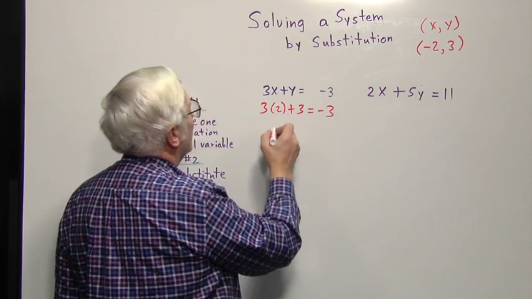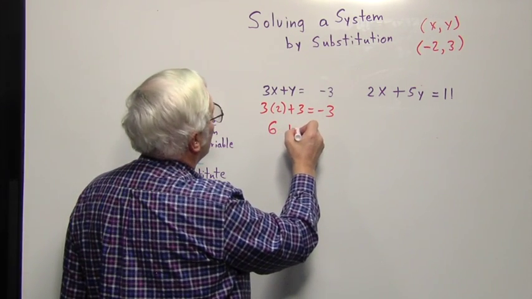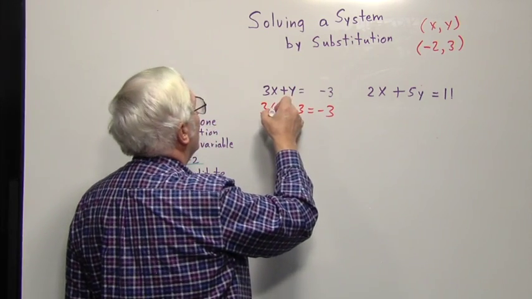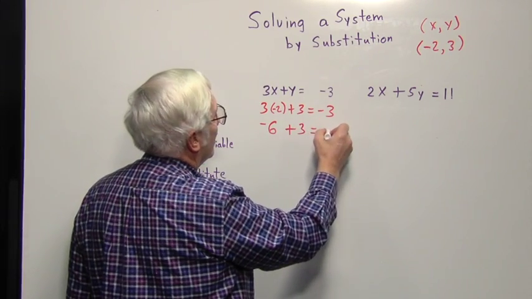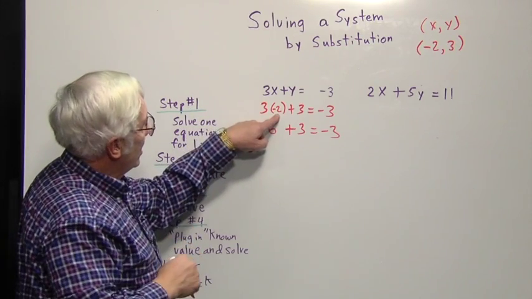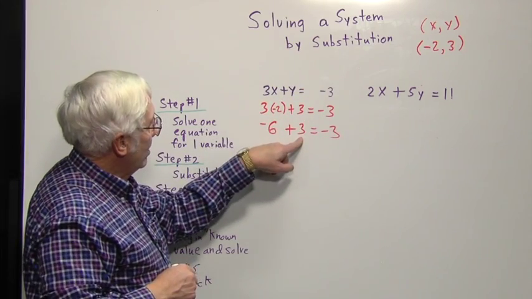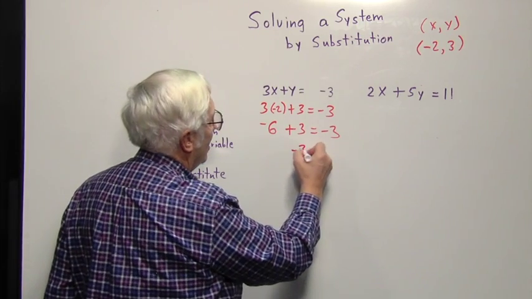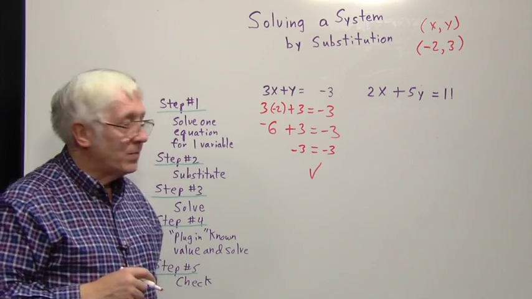Now let's see if this works. 3 times -2, because x is -2, makes -6. We put the 3 instead of the y. -6 plus 3 makes -3. Okay, so it checks in the first equation.